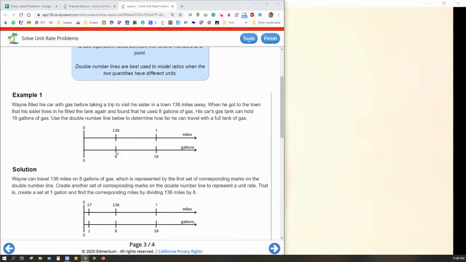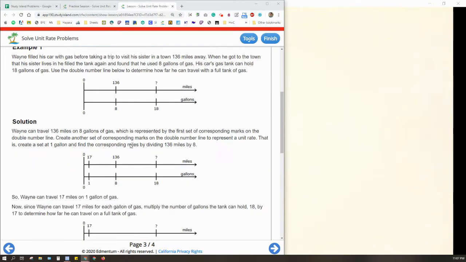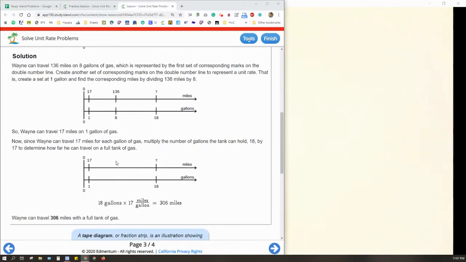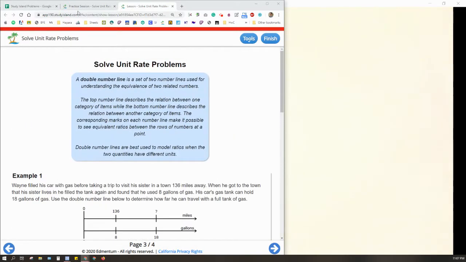If it takes 8 gallons of gas to go 136 miles, you see that the 8 and the 136 line up with each other. Now, this particular problem asks how many miles you could go with 18 gallons of gas if it takes 8 gallons of gas to go that 136 miles. So you see there's a question mark here. That's an unknown value. And the way that you use the double number line diagram is to find a unit rate and then extrapolate that out. So we're going to go ahead and do that for this first problem.